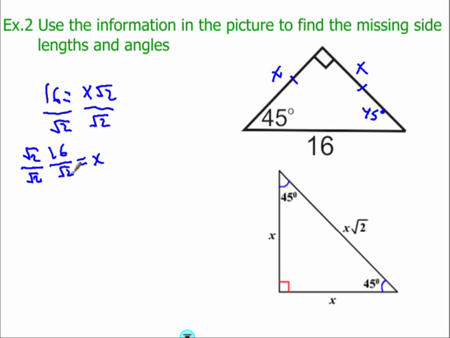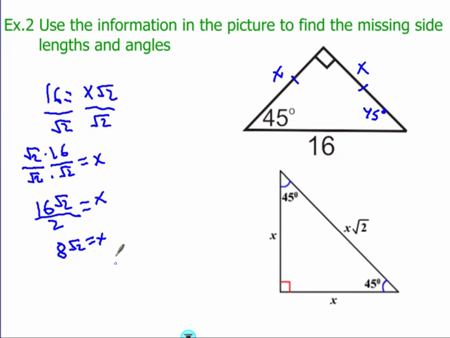Now hopefully you realize that square root of 2 over square root of 2 simplifies to 1. When I multiply these, what I end up with on top is 16 square root of 2, that's square root of 2 times 16. And on the bottom, square root of 2 times square root of 2 is just 2. And then 16 over 2, well, that's 8. So this works out to 8 square root of 2 equals x.